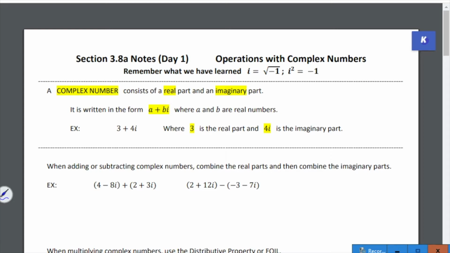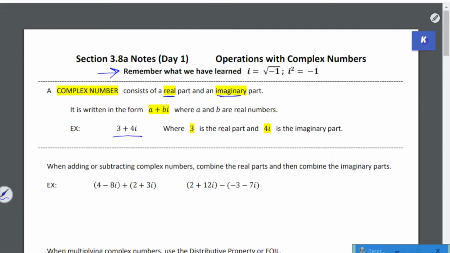So remember what we have learned previous to today, that i equals the square root of -1 and i squared equals -1. We're going to need that information. And then I also wanted to review that a complex number consists of a real part and an imaginary part, and it is written in the form a plus bi, where a and b are real numbers. So in this example, 3 is your real part and 4i is the imaginary part.